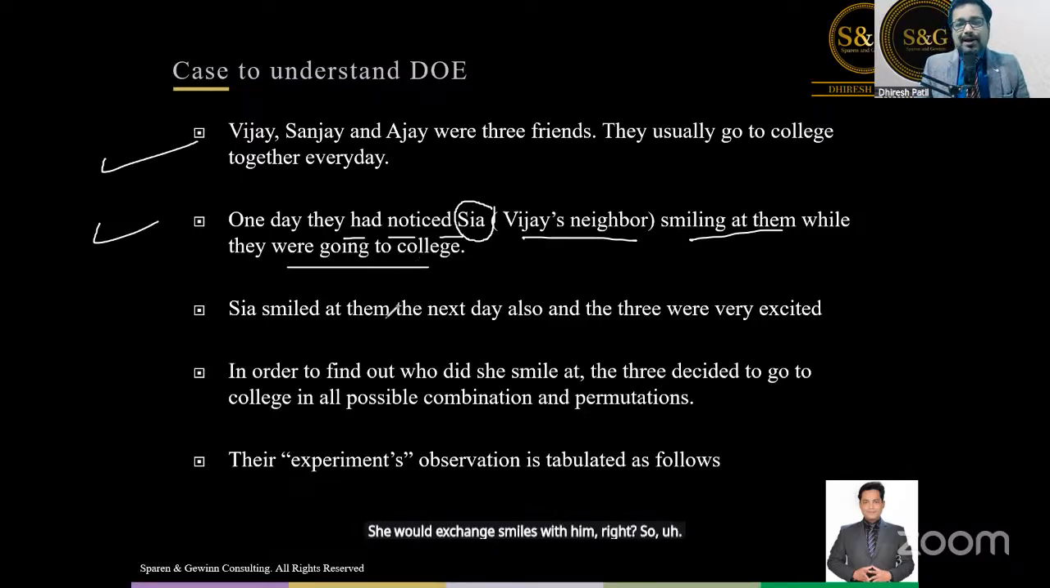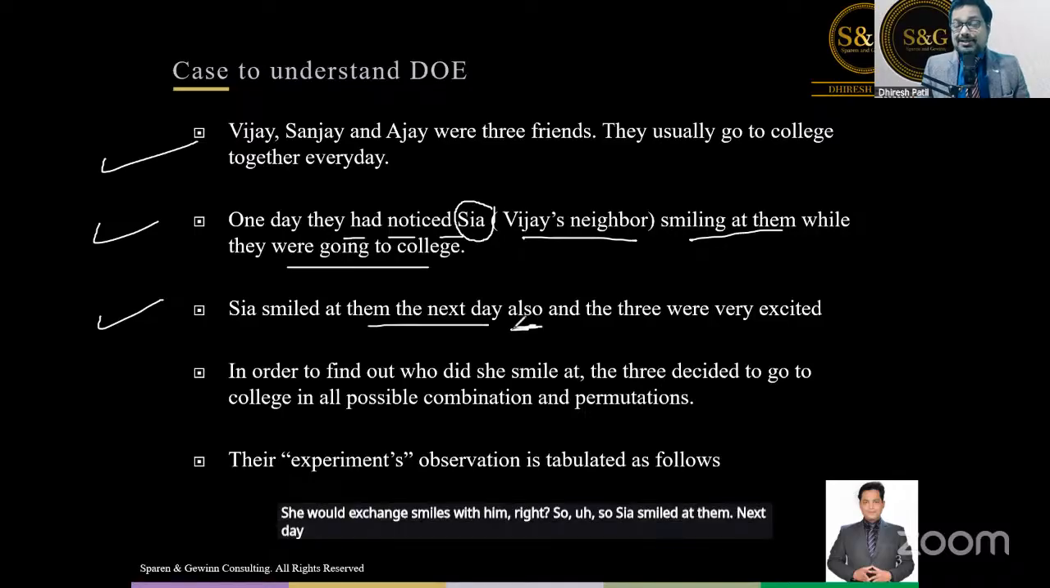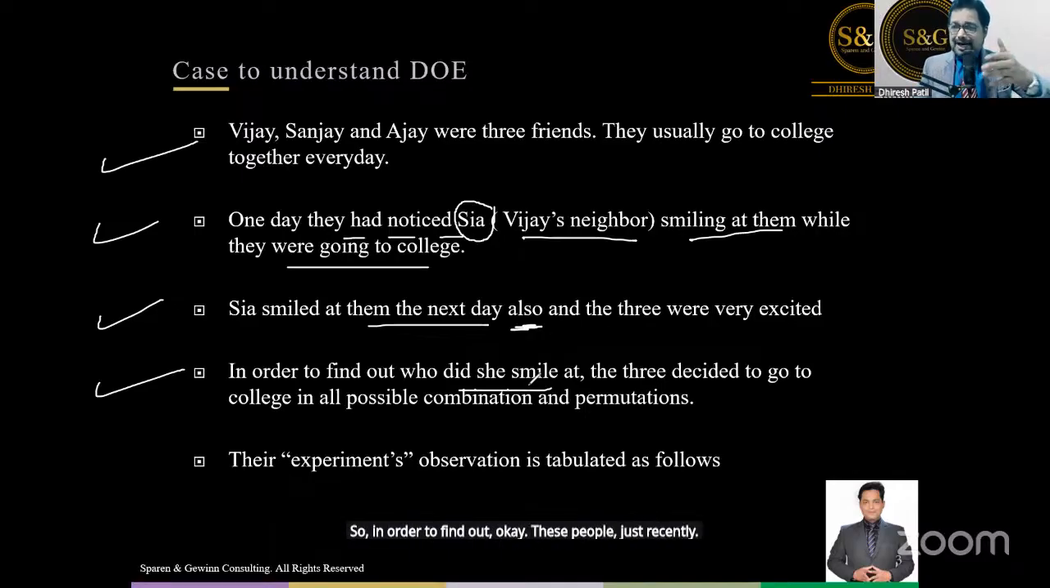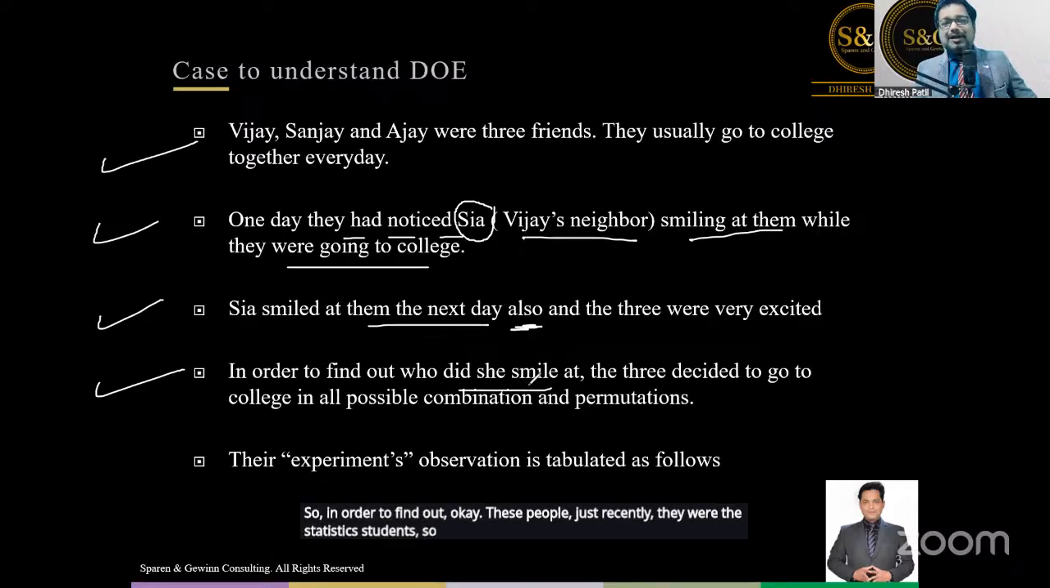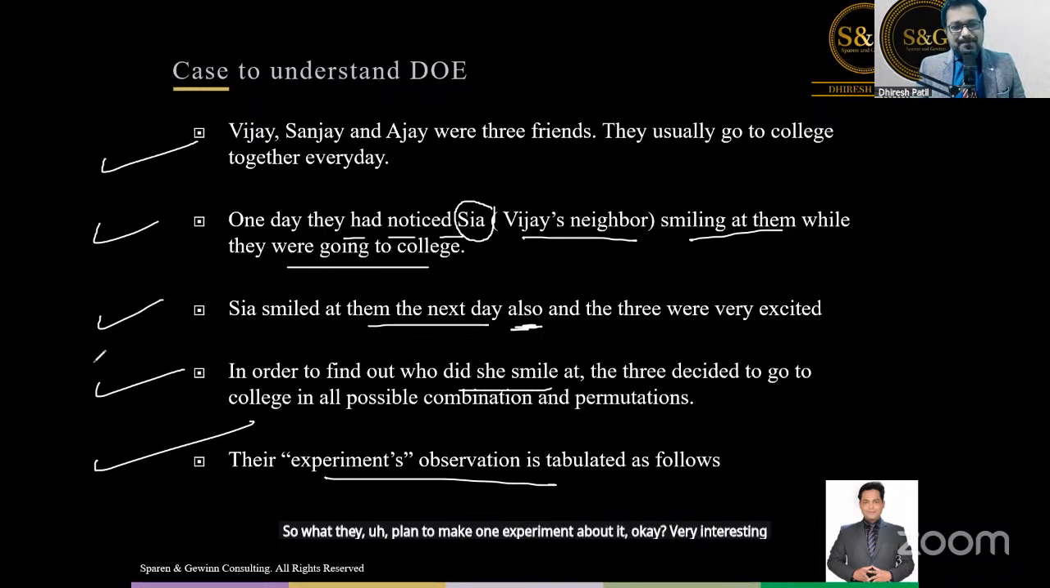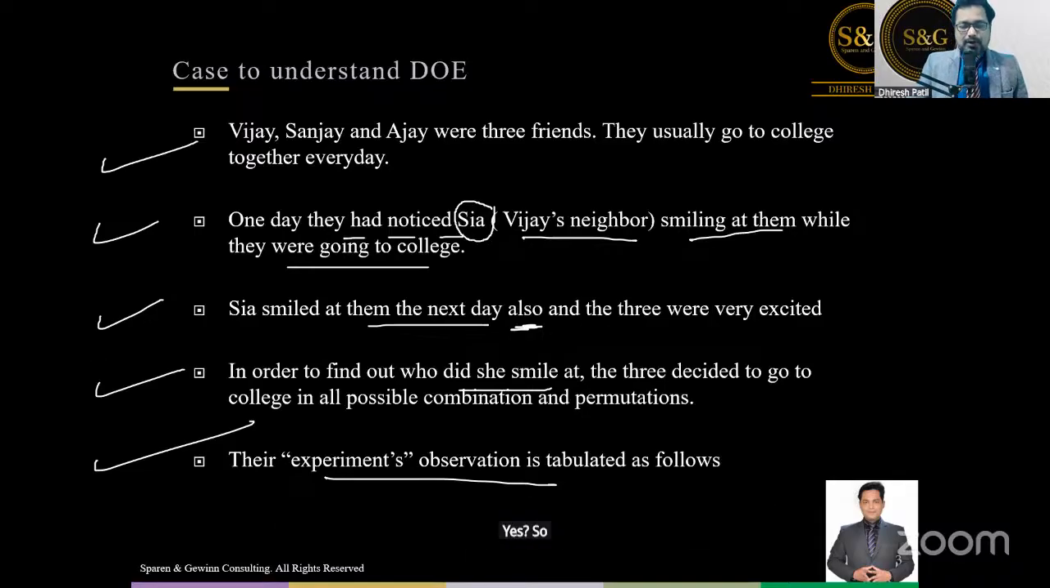So Sia smiled at them the next day also. That is something very interesting. It was not only one day, it was the next day also. The same matter continues. Okay. So in order to find out, these people had just recently been statistics students, so they had learnt about design of experimentation, the permutation combination. So they planned to make one experiment about it. Very interesting experiment, right? Yes. So are you clear on the scenario?